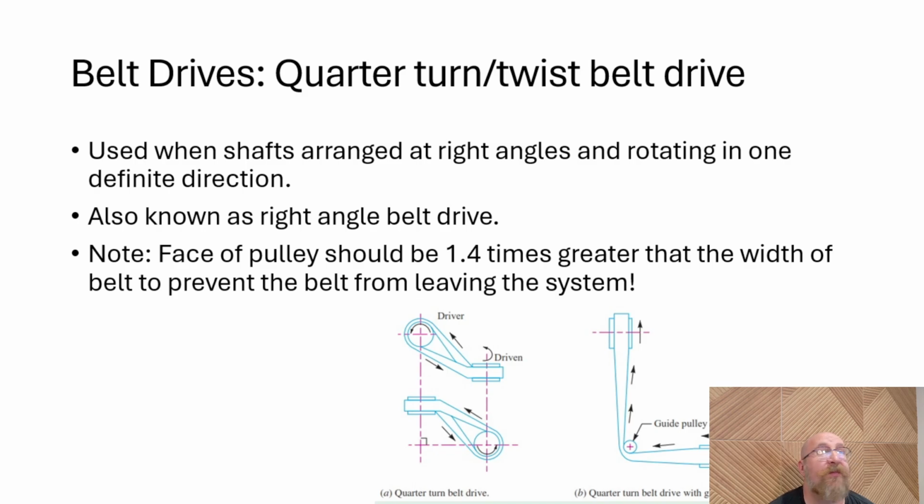The face of the pulley should be 1.4 times greater than the width of the belt to prevent the belt from slipping off of it. Obviously, if you're going to change the angle, you don't have that alignment that's going to keep it kind of centered in there. It's really key when you do these that you have a pulley that's much wider than your belt.